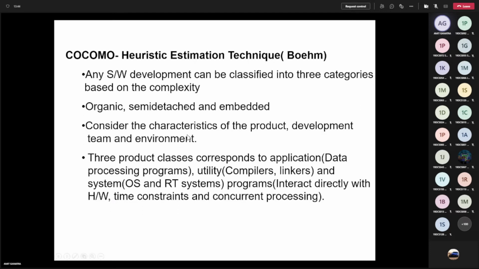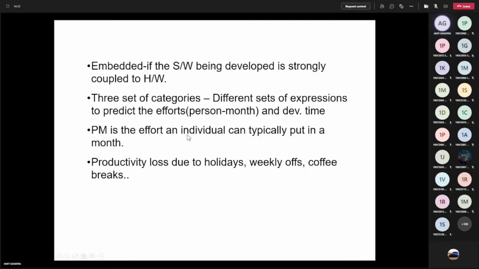Right. So first you have to classify whether the software is organic, semi-detached, or embedded. If you consider this application, it's an application program. Here we have only data processing, so you can consider it organic, right? Any utility program like compilers, linkers, and antivirus falls under semi-detached. And embedded, any software which is tightly coupled with hardware, you can consider as the embedded category. If the software being developed is strongly coupled with the hardware, then you have to consider it of type embedded.